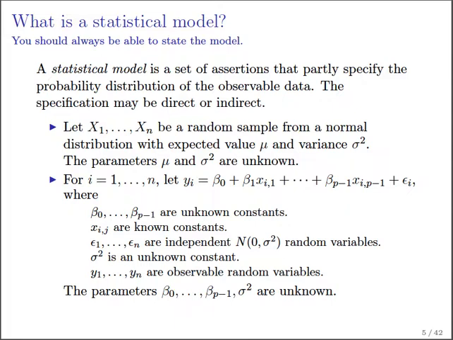And if beta j is positive, it means one thing, and if beta j is negative, it means another thing. In this way, the unknown parameters correspond to something that's important about the problem, the real world subject matter to which this is applied. Anyway, a statistical model is a set of assertions that partly specify the probability distribution of the data that we can observe.